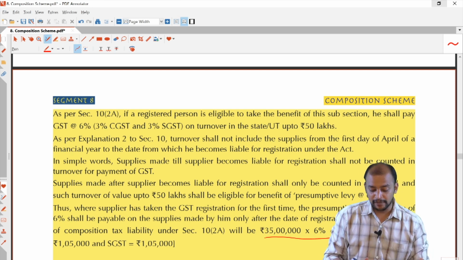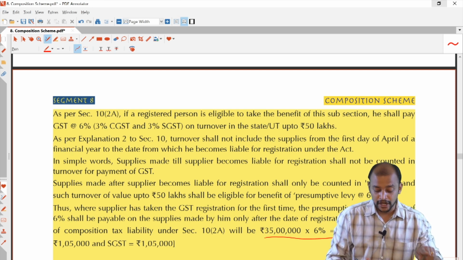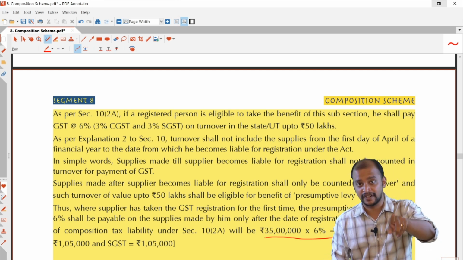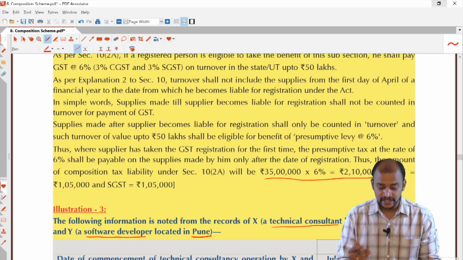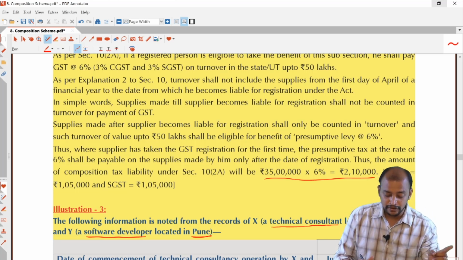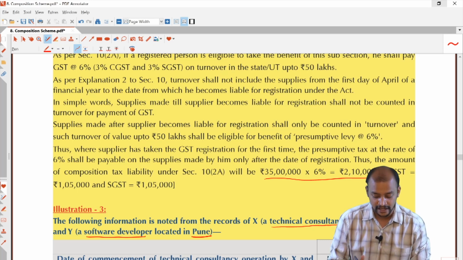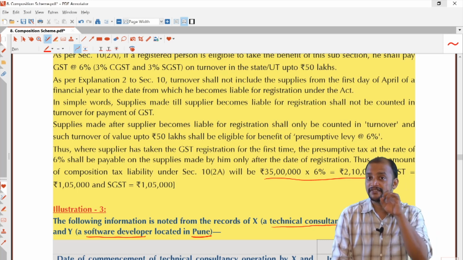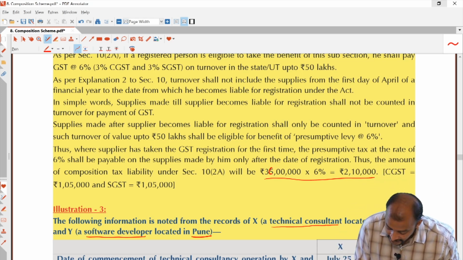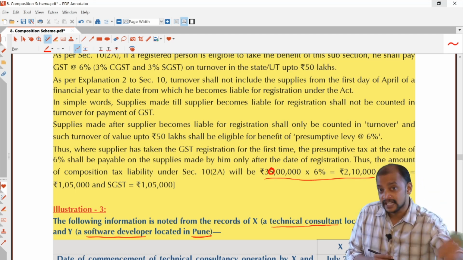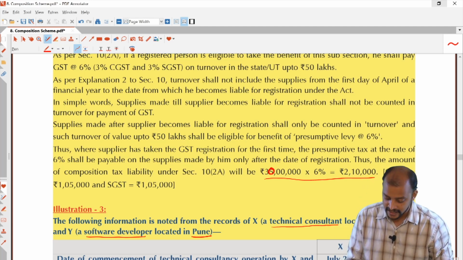Supplies made after the supplier becomes liable for registration shall only be counted for turnover, and such turnover of value up to 50 lakhs shall be eligible for benefit under presumptive levy 6%. That is correct. Up to this it is correct. Thus, when a supplier has taken GST registration for the first time, the presumptive tax at the rate of 6% shall be payable on the supplies made by him only after the date of registration. Thus, the amount of composite tax liability will be: first 20, no tax; next 30, 6%.